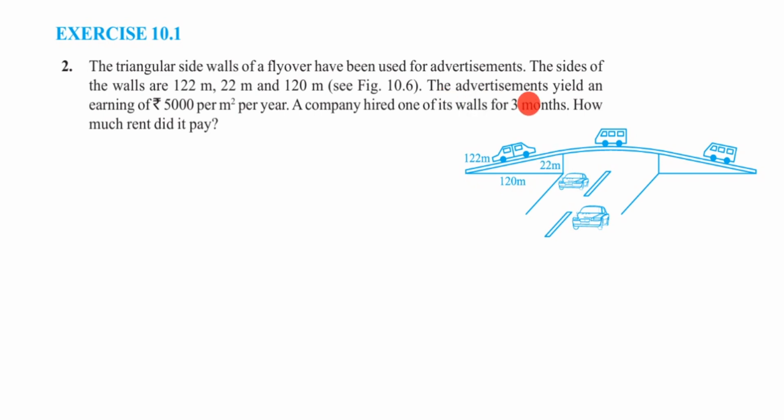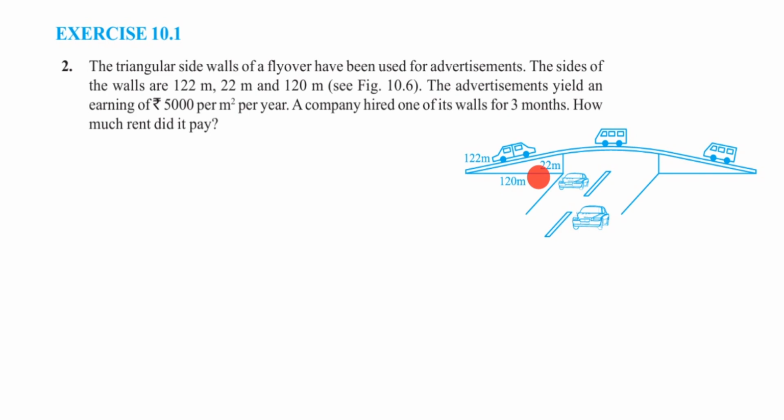The advertisement yields an earning of 5,000 rupees per meter square per year. So this is for a year. For a year they are charging 5,000 rupees per meter square. A company hired one of its walls for 3 months. How much rent did it pay? So first we have to find the area, how much area it is. Once we know the area, we can find the cost, how much they are renting it.